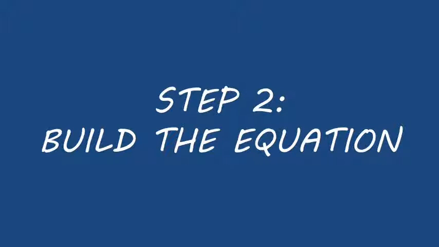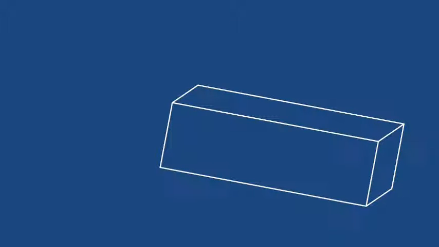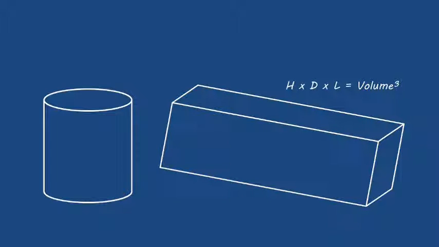Step 2 is building the equation. In the cube, the equation would look something like this. The height multiplied by the depth multiplied by the length. And for a cylinder, the equation would look like this. Pi multiplied by the radius squared, where we've seen this equation before, multiplied by the height.